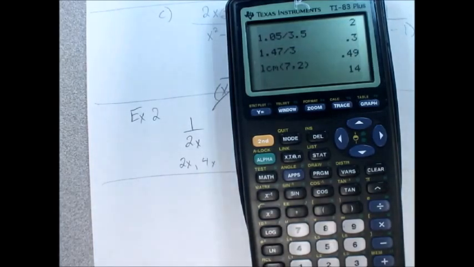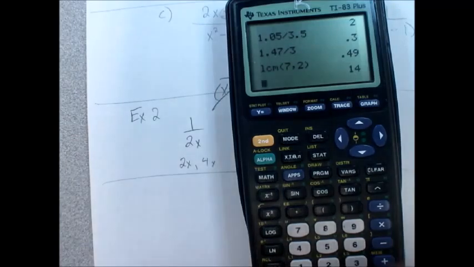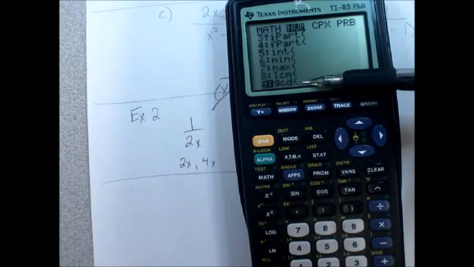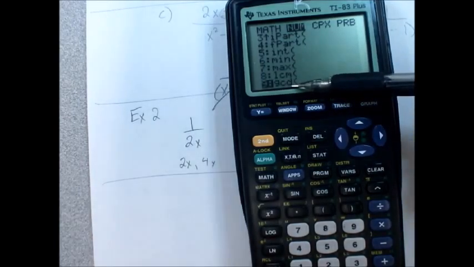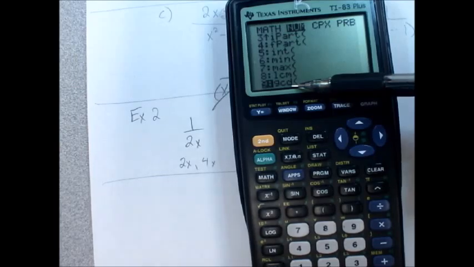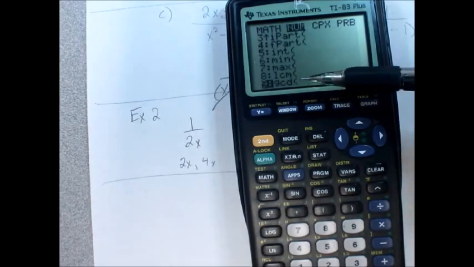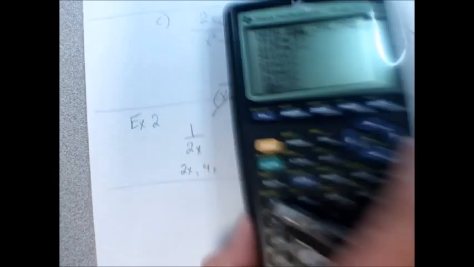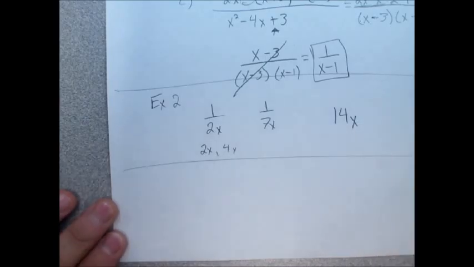Okay. It also has another one on there, guys, if you want to use it. This will find your greatest common factor. It says GCD, but it's actually greatest common factor. I have no idea why. You would think, but that doesn't make sense. Anyways, that's another function that you can use, but for this one you only need LCM. Okay, so fun fact. So there's your least common denominator, 14x.